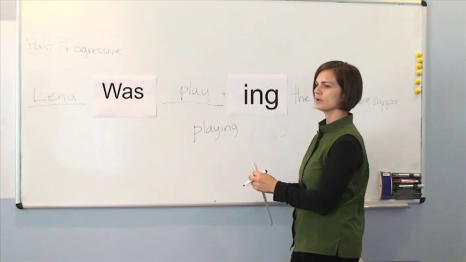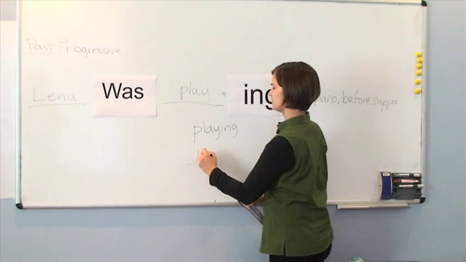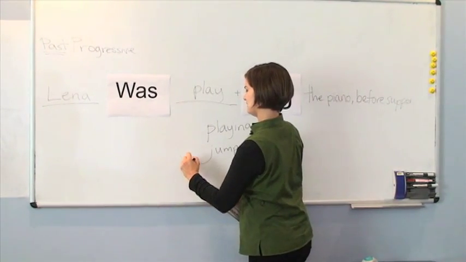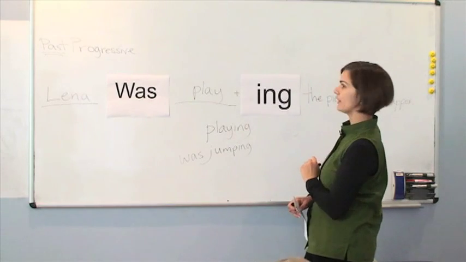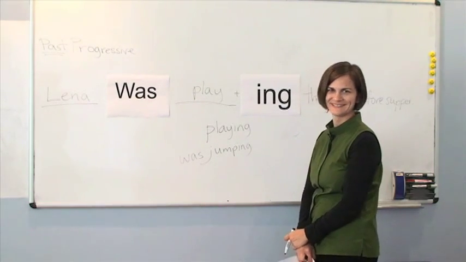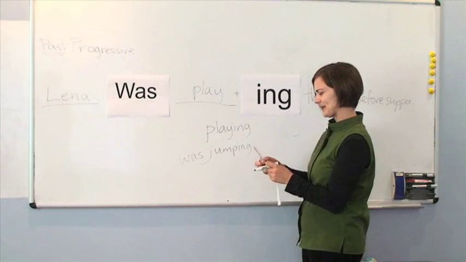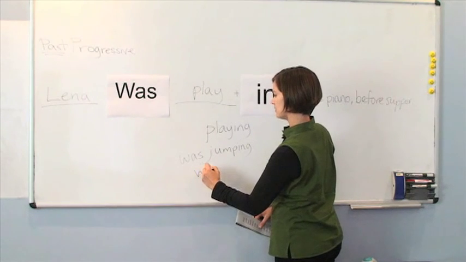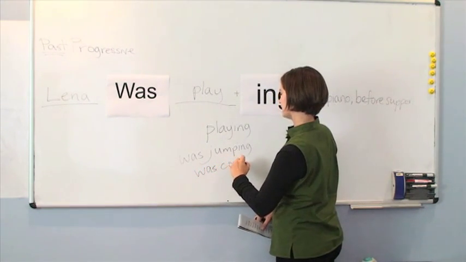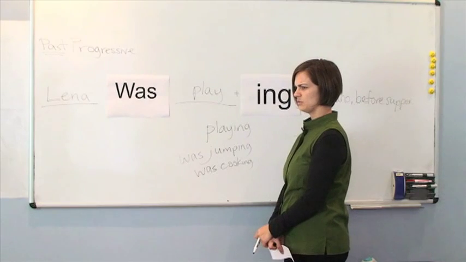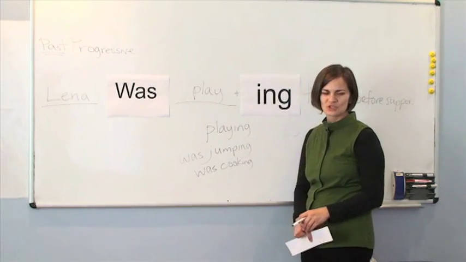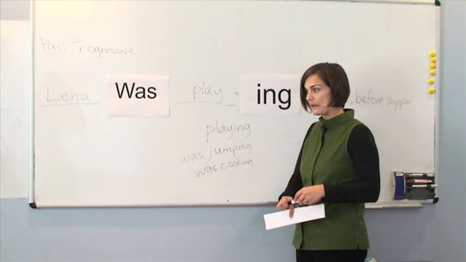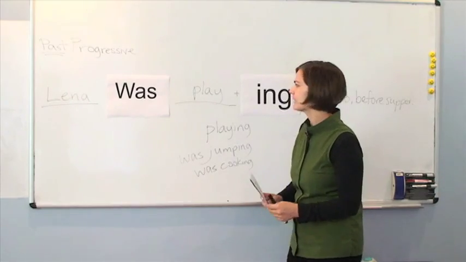So let's try some of these ones. Let's try jump. Jumping. Oh, very good. So I would then say Liana was jumping on the piano. No. Okay. How about cook? Oh, she was cooking on the piano? No. She was cooking in the kitchen before supper. Yes. Right? Or when I came over. Very good. So that's how we're going to do that.